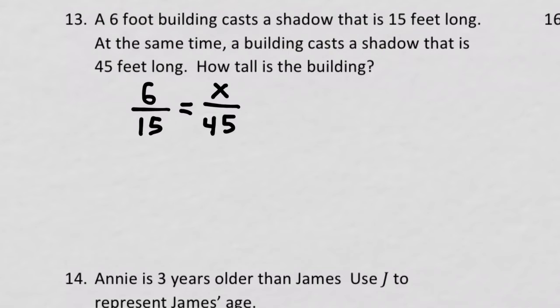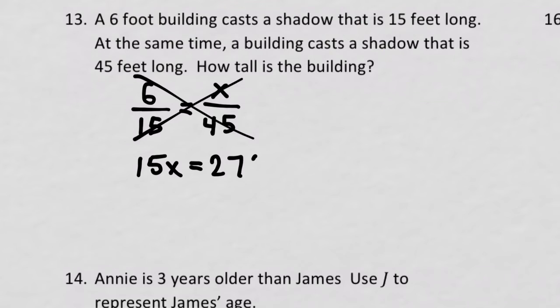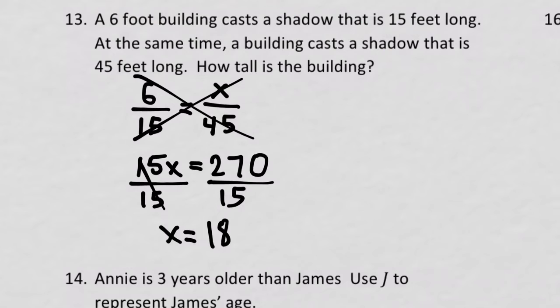To solve a proportion, you cross multiply. So I'm going to do 15 times x first. 15x. And 6 times 45 is going to be 270. And finally, divide by 15 to solve. And so x equals, punch it into the calculator, and you get 18, and don't forget your units are feet. Your final answer is 18 feet.